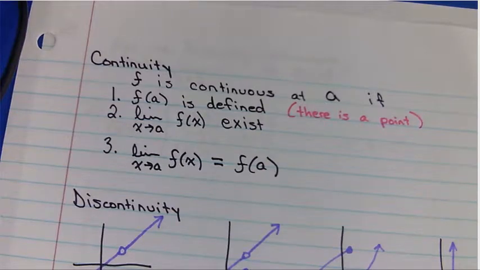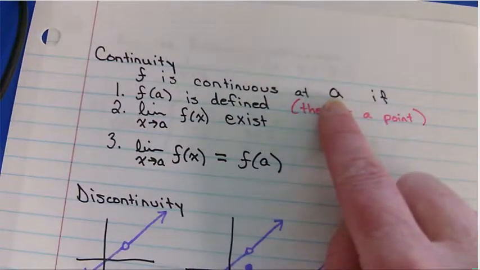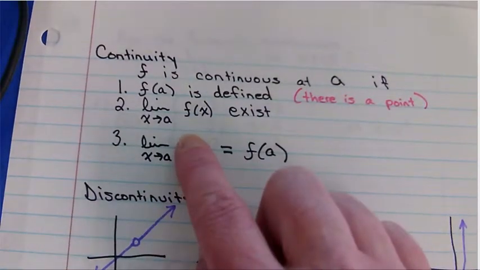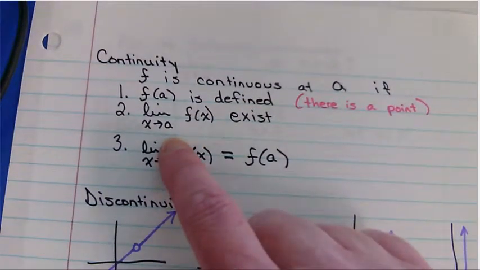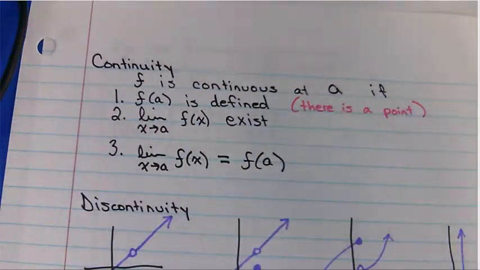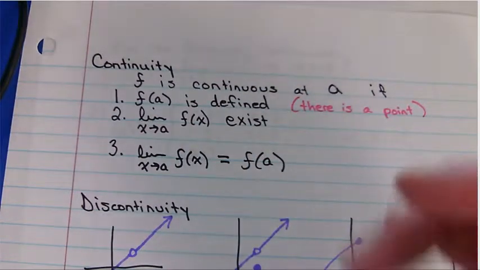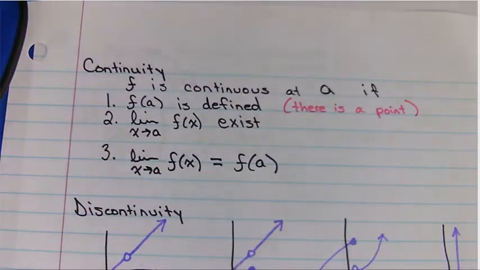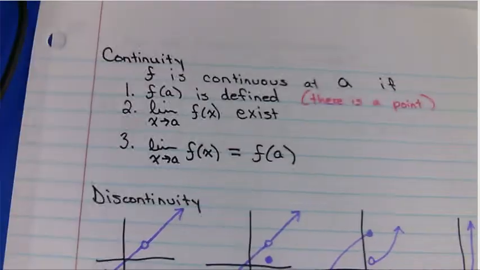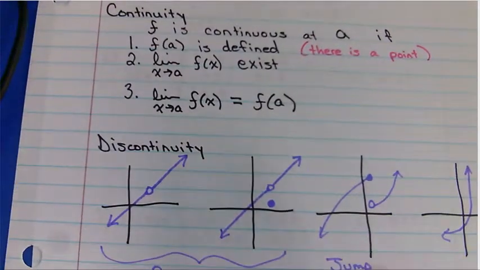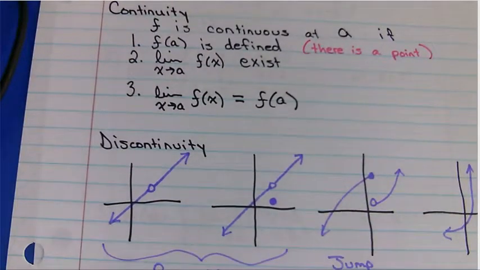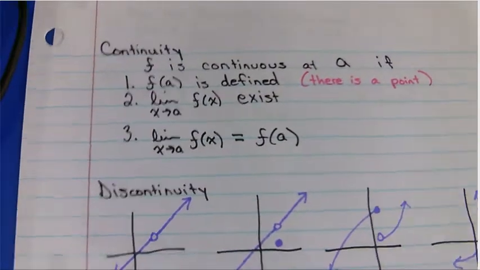We talked about continuity. A function is continuous if that function is defined at that x value, so there's a point there. If the limit exists, so the limit from the left equals the limit from the right, and if the limit and that point meet at the same place. It's easy to see from a graph if it's continuous or not, but it's not always easy to see on an equation.